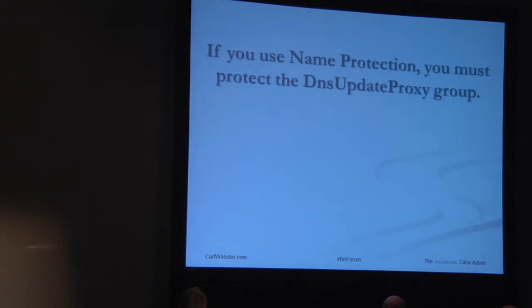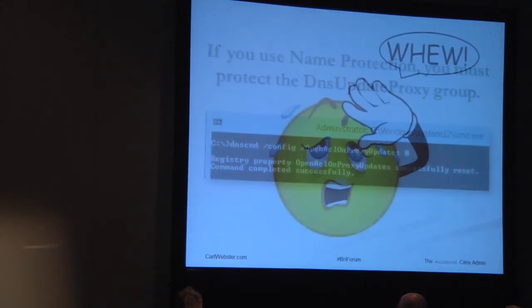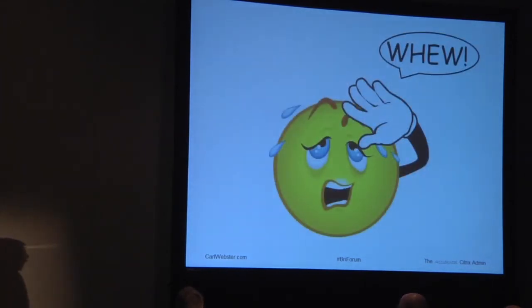So now, if you're going to use name protection, you must protect the DNS update proxy group. And Microsoft recommends that you do this even prior to 2008 R2 without name protection, that you protect the DNS update proxy group by running this command. And then that will go out and protect. Whew. That's a lot of stuff.